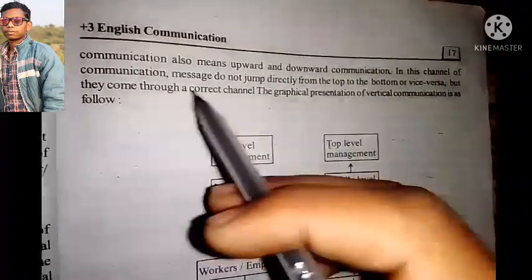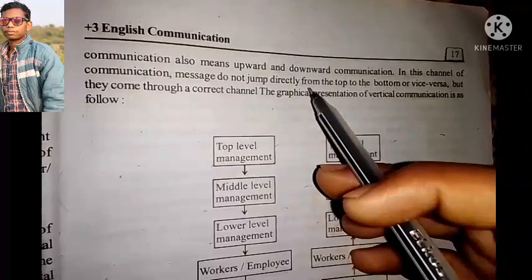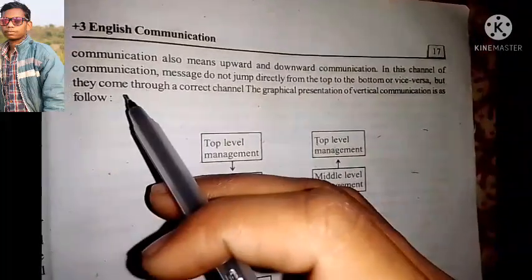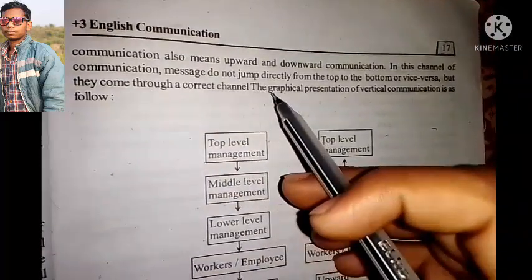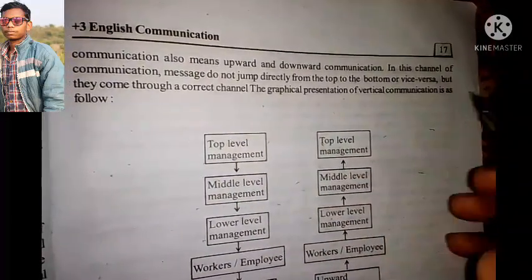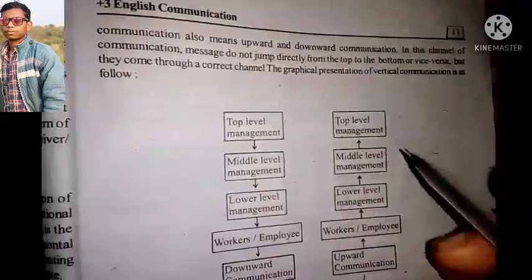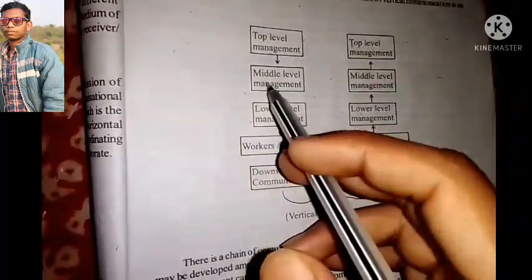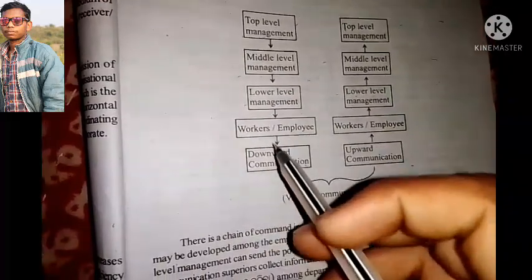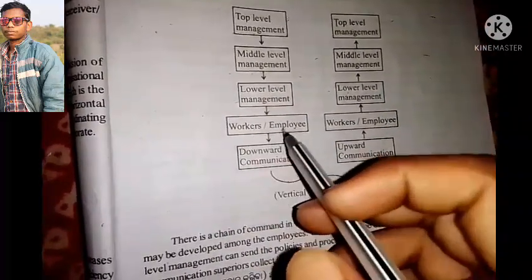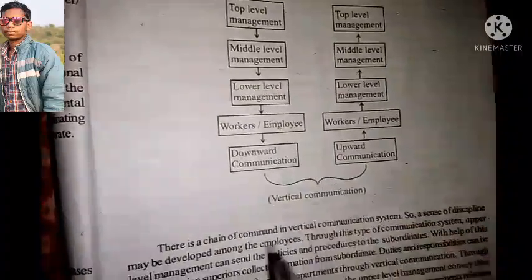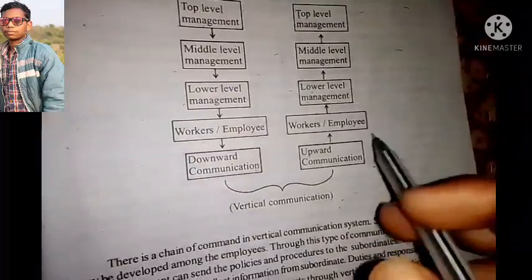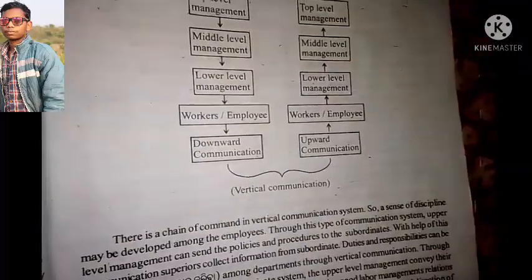In this channel of communication, messages do not jump directly from the top to the bottom or vice versa, but they come through the correct channel. The graphical presentation of vertical communication is as follows. Top level management, middle level management, lower level management, and employees for downward communication. And top level management, middle level management, lower level management, and employees for upward communication.